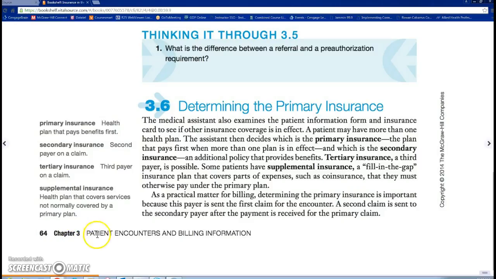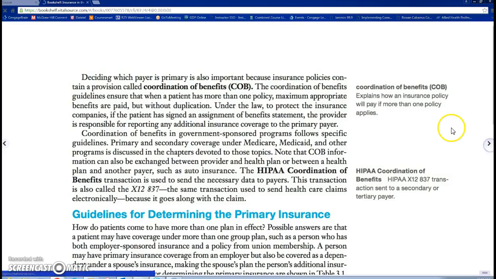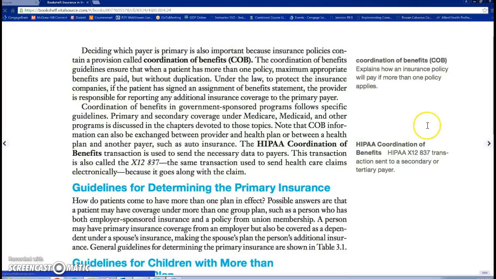The primary insurance is usually the insurance that the patient carries, and their spouse may carry insurance on them also. That might be their secondary insurance. All this is dealing with what's called the coordination of benefits, and this is there to make sure that if the patient does have more than one insurance, then the maximum benefit payable is paid without any duplication. They don't want both insurances paying on the same amount.